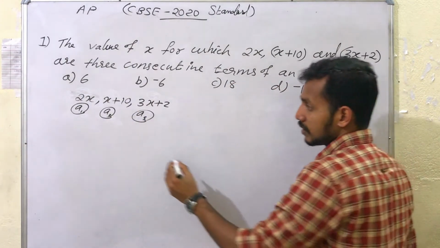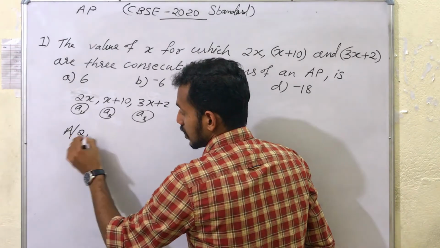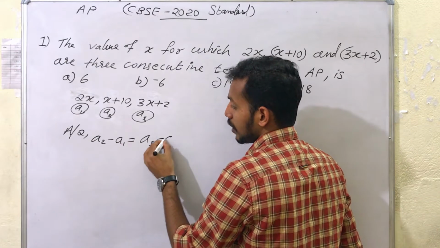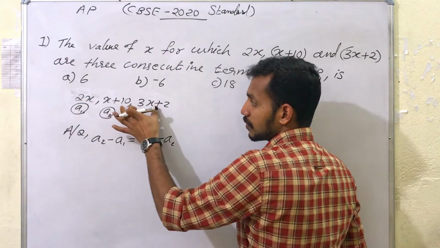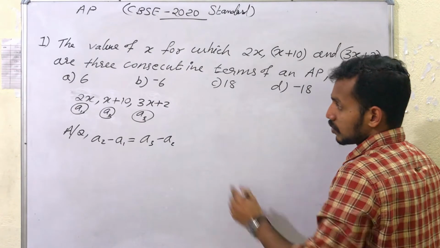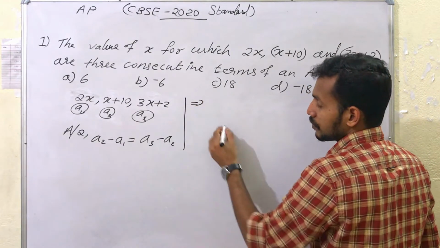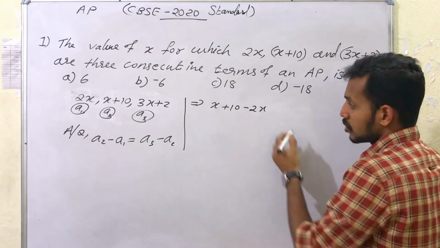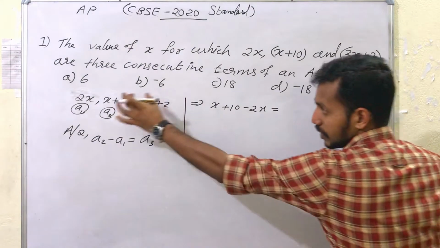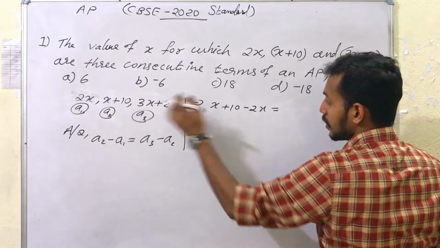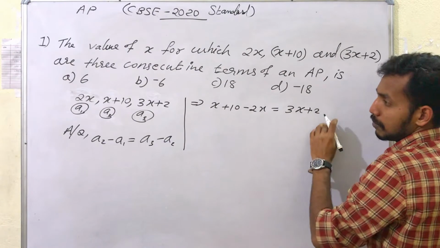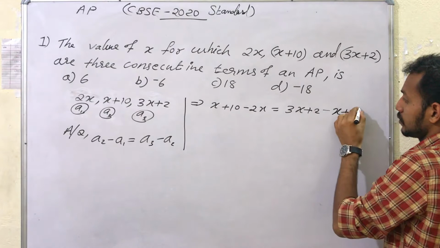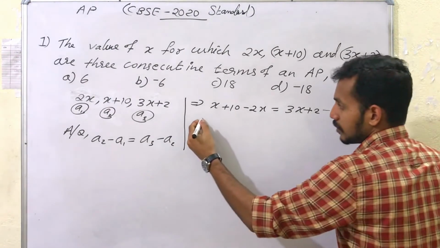So according to the question, these are the terms of an AP. Therefore, A2 minus A1 should be equal to A3 minus A2. The difference between these two terms should be equal to the difference between these two terms. So that implies x plus 10 minus 2x, that is A2 minus A1, should be equal to A3 minus A2. Clear?